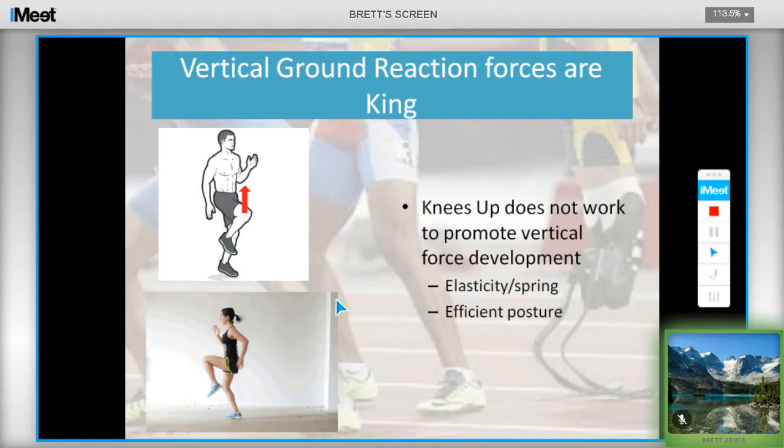So what happens when we start to teach people to push down on the ground and to get away from this knees up scenario and to focus on pushing on the ground is we see a greater influence of elasticity and spring, and we also see a beautiful postural alignment, because when we push harder on the ground, our posture must come into alignment to generate and support those forces that we're developing.